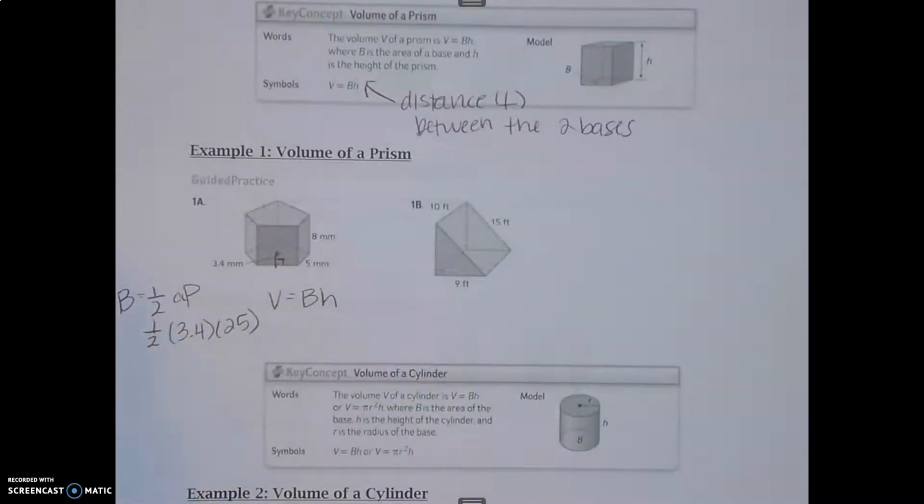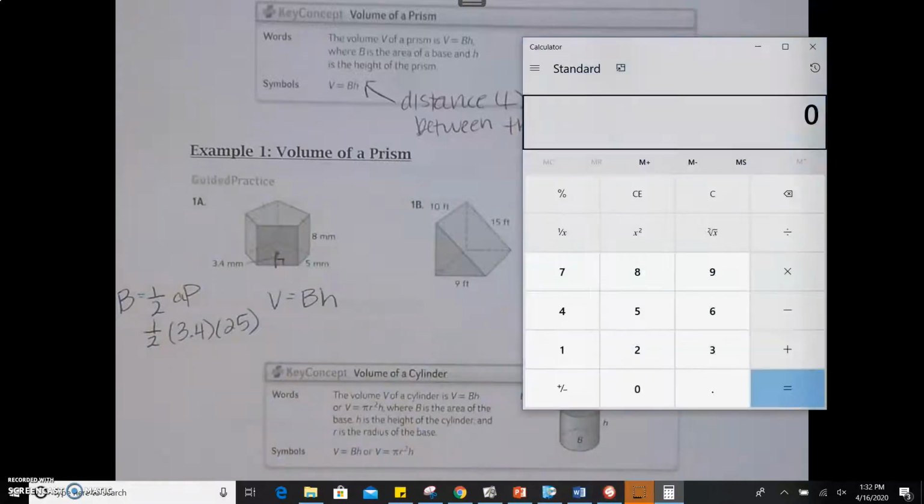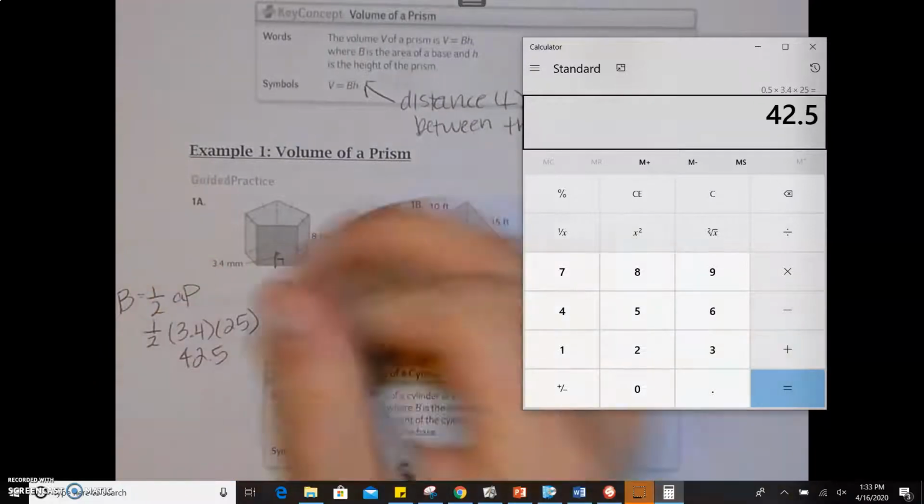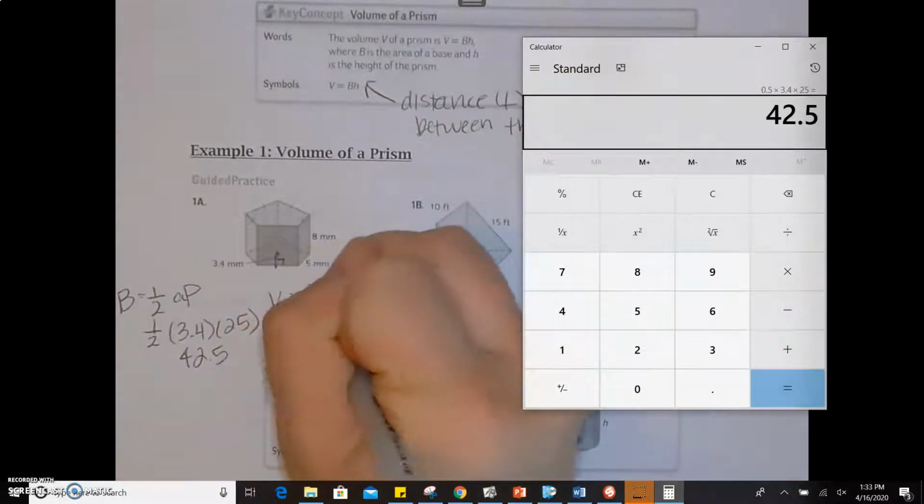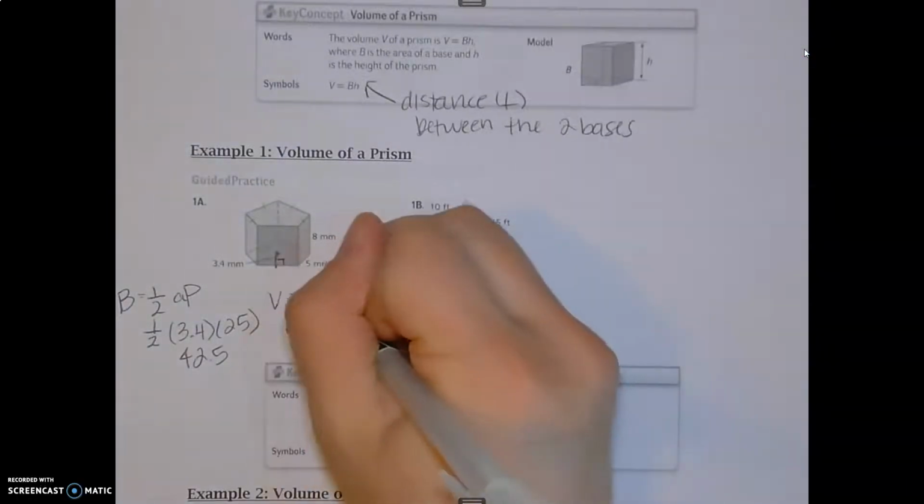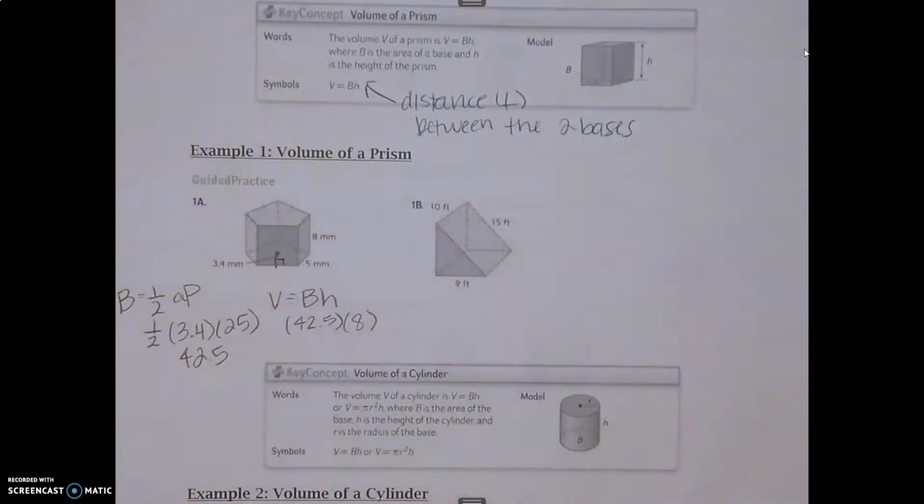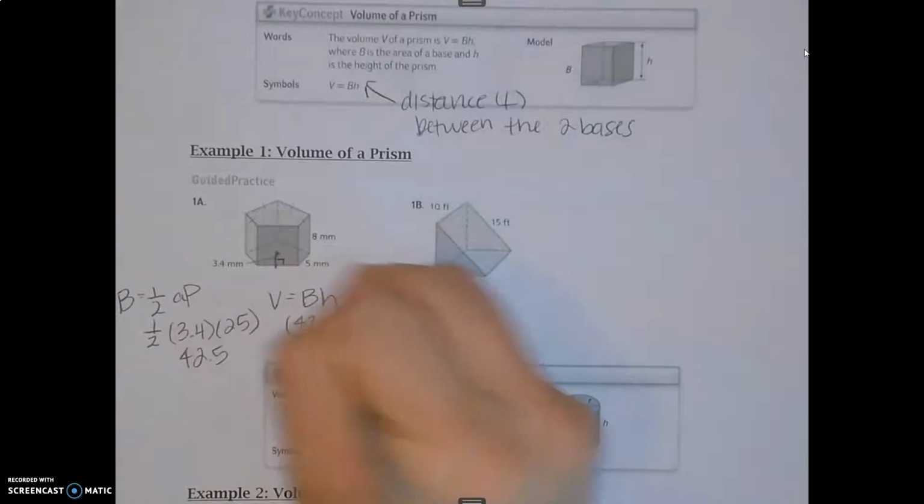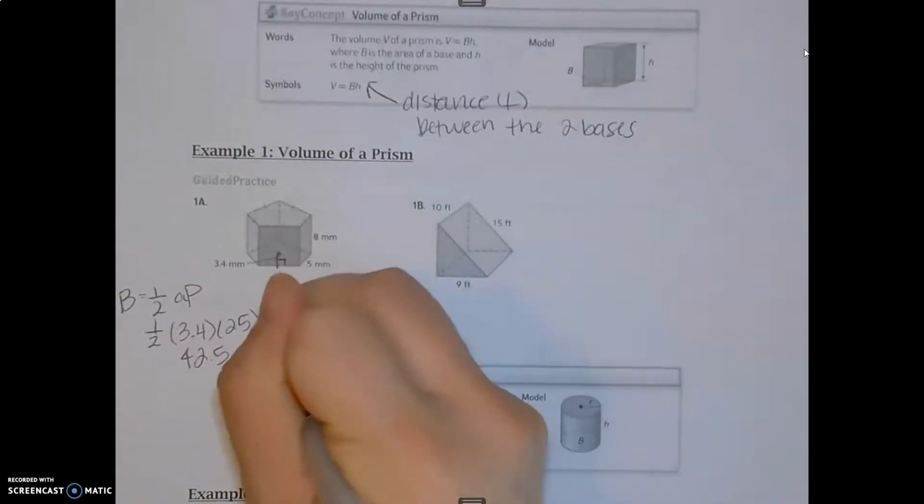So now I'll go to my calculator. I have 1/2 of 3.4 multiplied by 25, which gives me an area of the base of 42.5, so I can plug that in. And the height of my entire pentagonal prism is 8 millimeters. So when I multiply 42.5 times 8, I get 340 millimeters cubed.